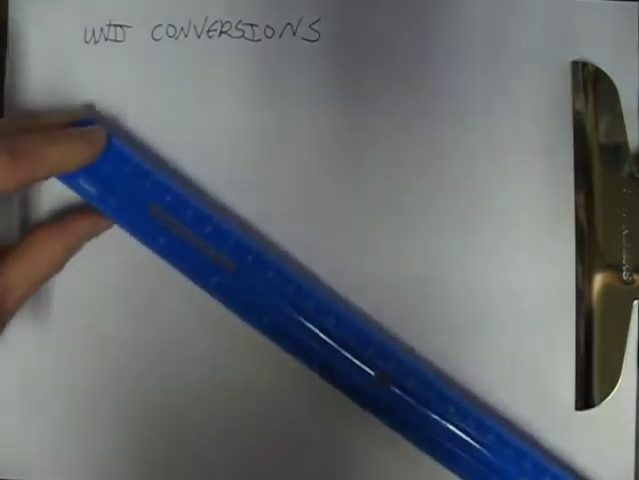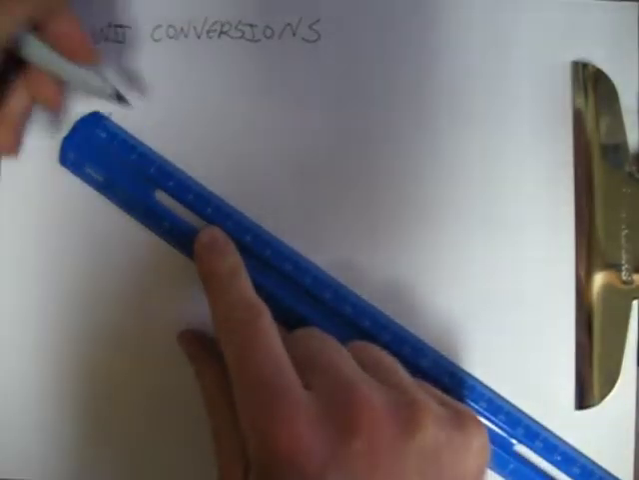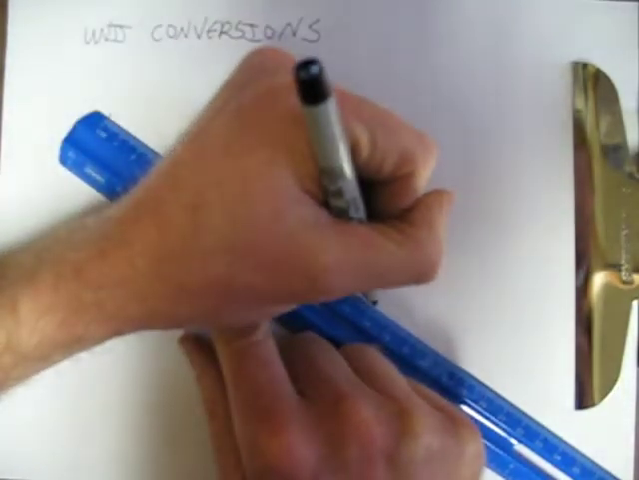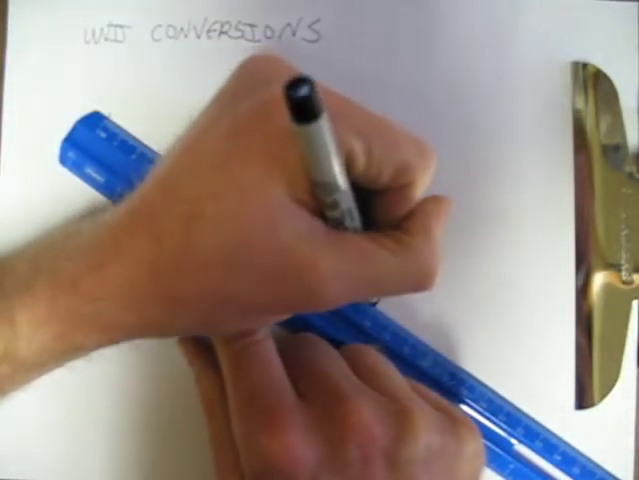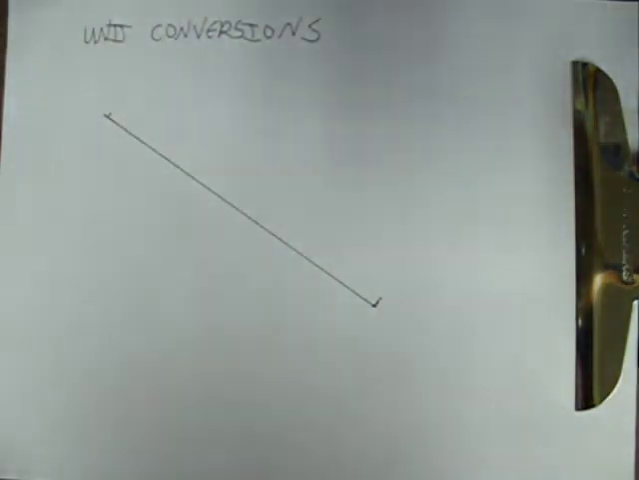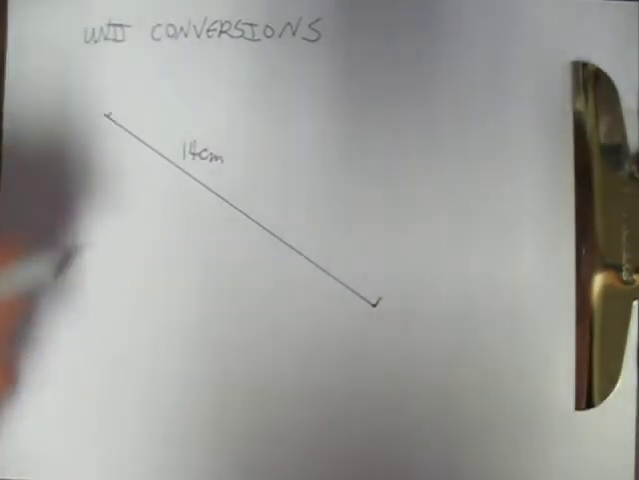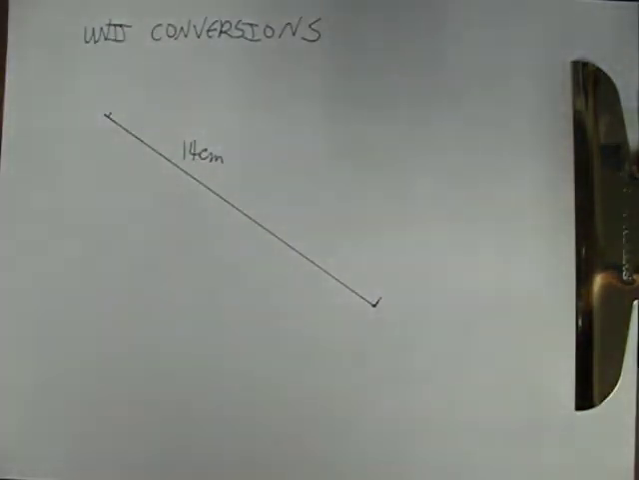Okay, I'm going to take my ruler. I'm going to make a line that is 14 centimeters long. So that is 14 centimeters. And so the question is going to be, how many meters is that? Well, the way that I want you to think about it, and here's the way that I want you to think about it.